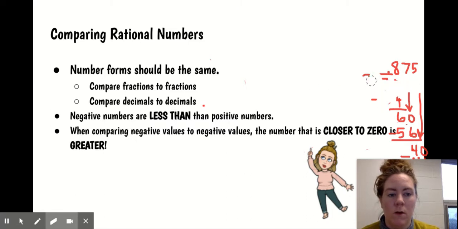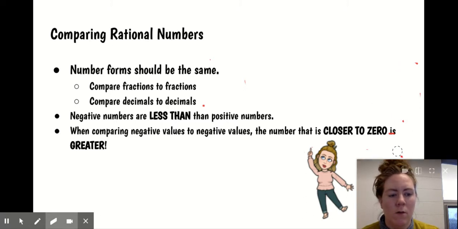Still erasing. Almost done. I wish there was a clear button. Apparently there's not on this. There is on Zoom. All right.